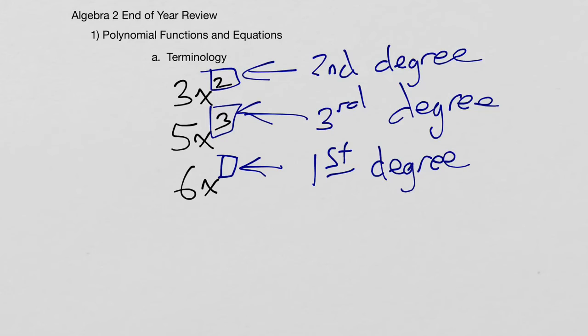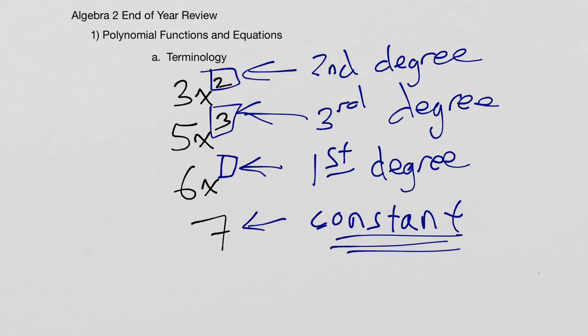Now, if it's just a number on its own, then we don't really call it a degree at all. Technically, I guess it would be the 0th degree, but we're not going to use that. If it's just the number by itself, we're going to call that the constant, and we're not going to worry about that in terms of it being a degree. We just call that a constant. So that's part of your terminology for that.